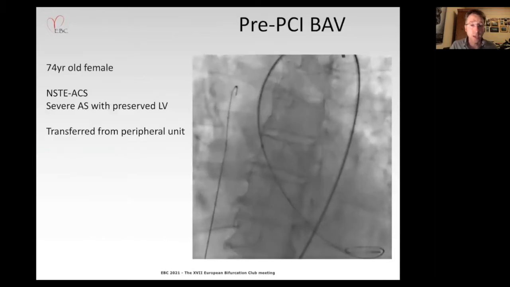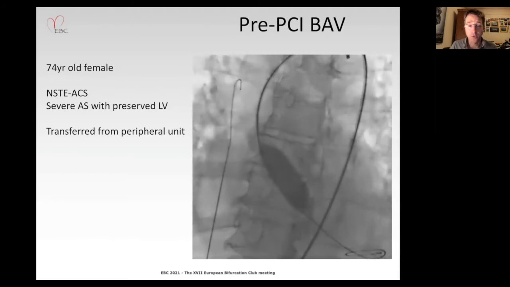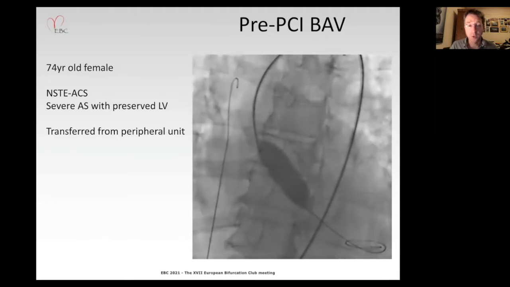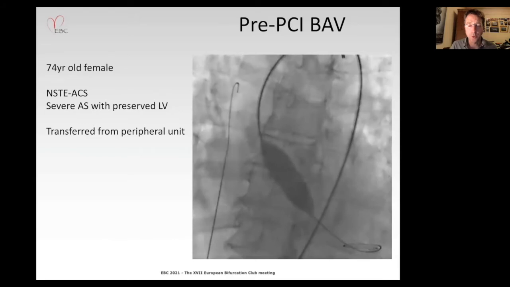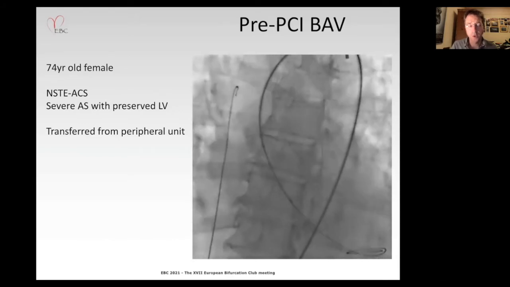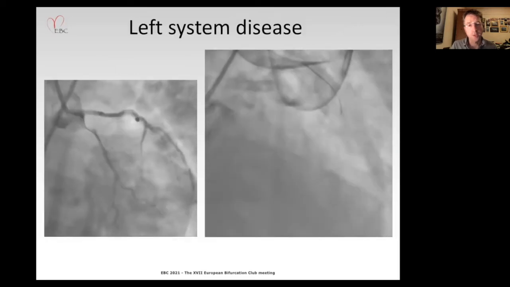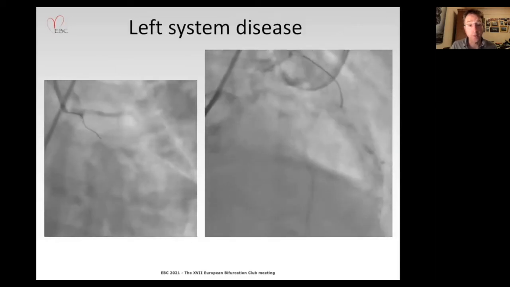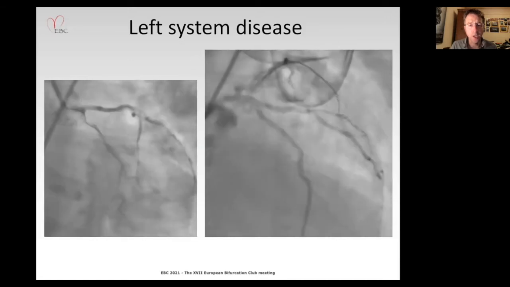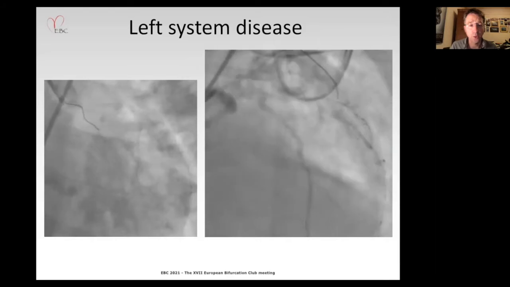So this is a complex case in her 70s, presenting to a peripheral hospital with non-ST elevation myocardial infarction and found to have severe aortic stenosis with preserved ventricular function, but critical ostial left main stem disease. She was transferred to us and actually underwent BAV prior to the treatment of her ostial left main in anticipation of TAVR. So this is her left coronary disease at the time of intervention, and it shows an exquisitely tight ostium to her left main associated with very high burden calcification in the aortic root.